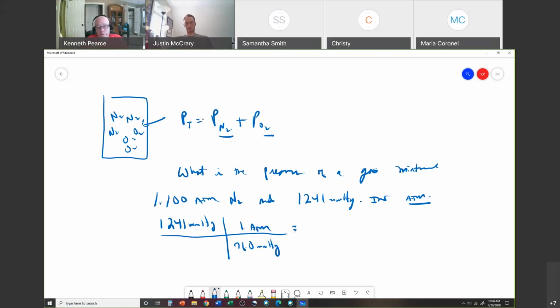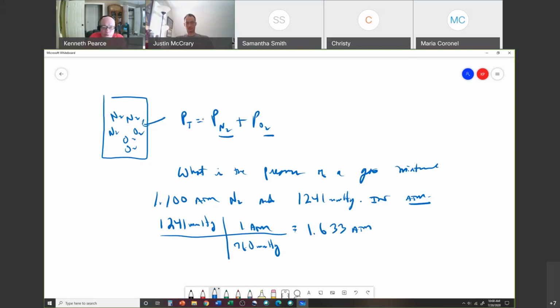And that we can put in our calculator. So let's see, you got 1241 divided by 760, and I get 1.633 atmospheres. About an atmosphere and a half, thereabouts, right? And so what do we do now?